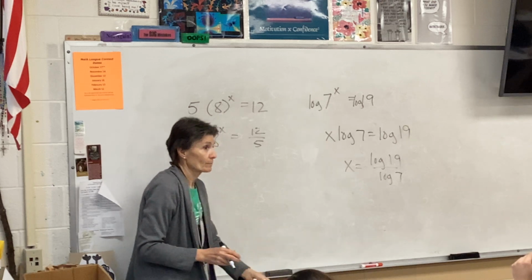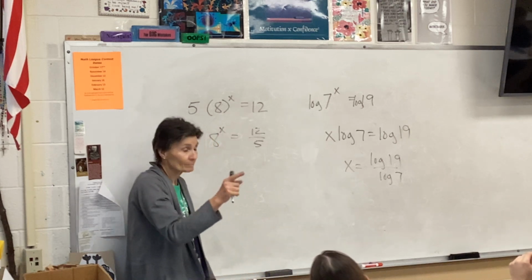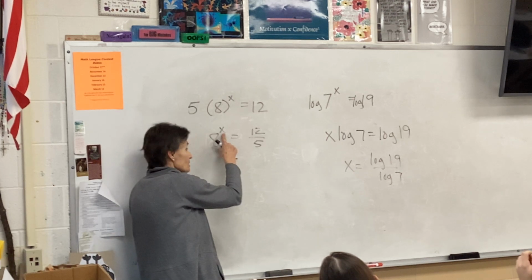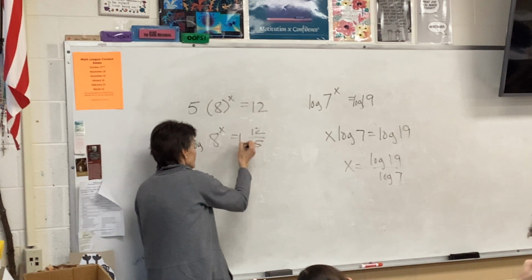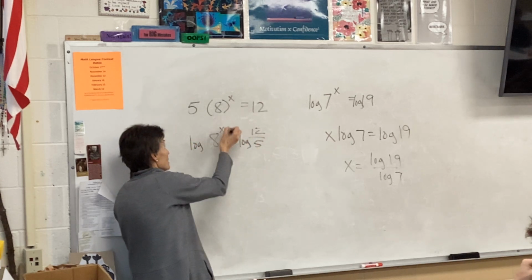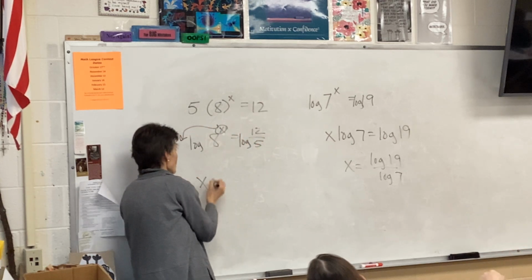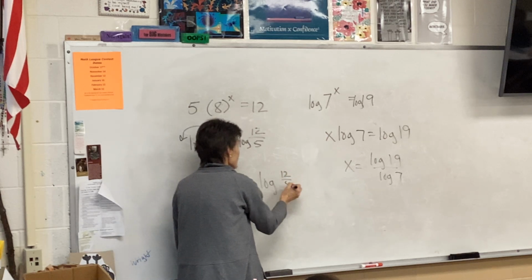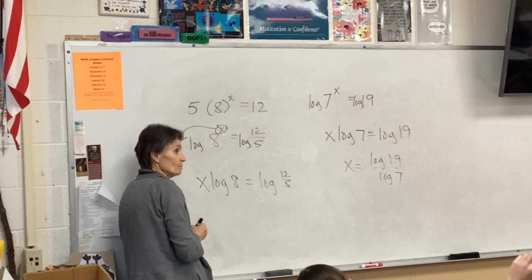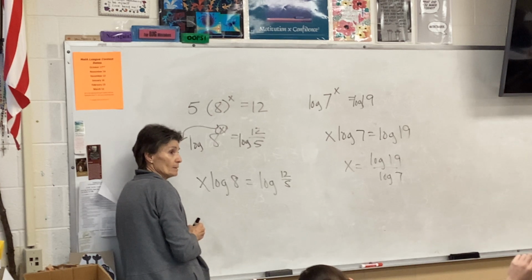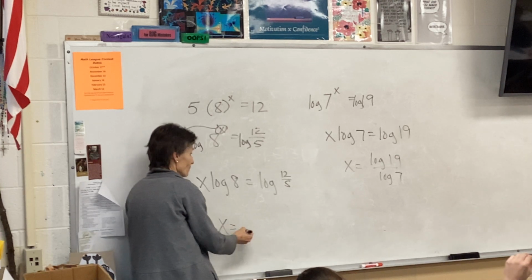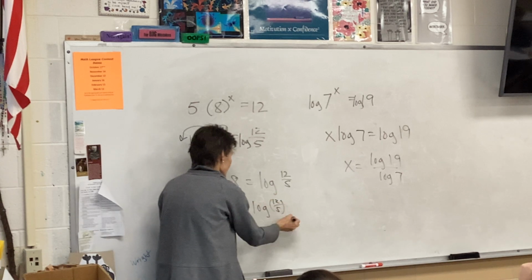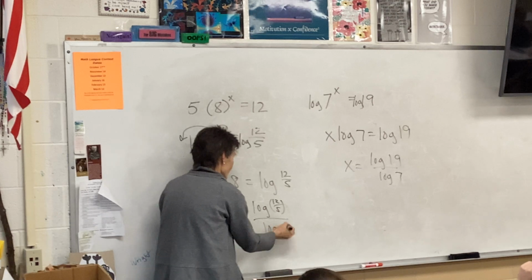Now what? Where's my variable? Look, where is it? It's an exponent, so I'm going to have to log both sides. This comes out in front, so x log 8 equals log 12/5, or 2.4, depending on what you've got there. So what's x going to equal? That logarithm divided by this logarithm.